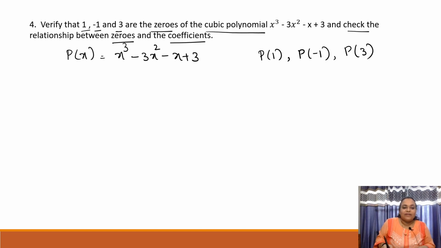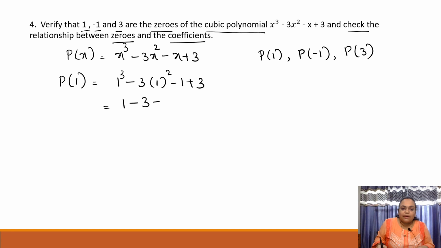Now first let us take P of 1. So P of 1 is equal to 1 cube minus 3 of 1 square minus 1 plus 3. That will be 1 minus 3 minus 1 plus 3. That is 0, right? Yes. So for P of 1 we have got 0.